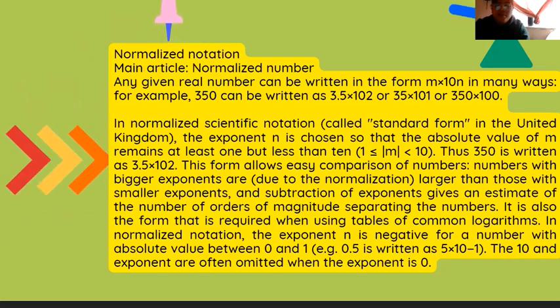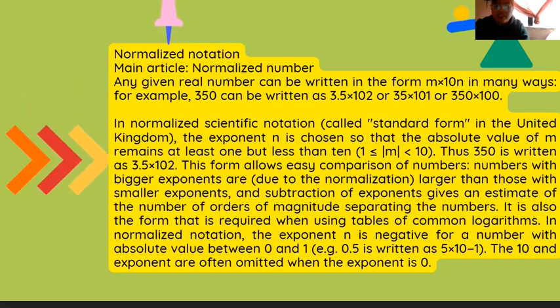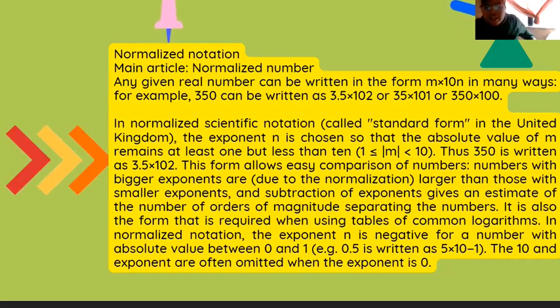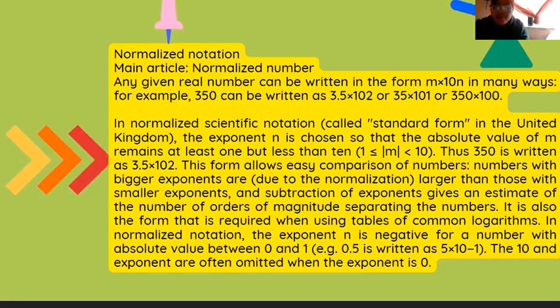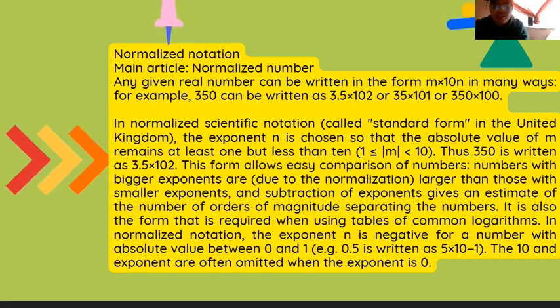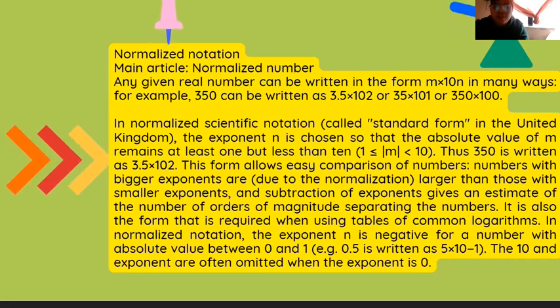Normalized notation. Main article: normalized number. Any given real number can be written in the form m times 10^n, where m is the significand or mantissa. For example, 350 can be written as 3.5 times 10^2, or 35 times 10^1, or 350 times 10^0.